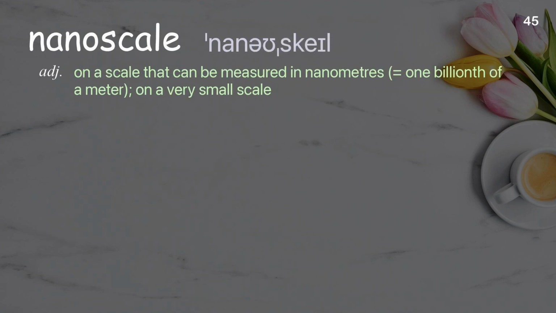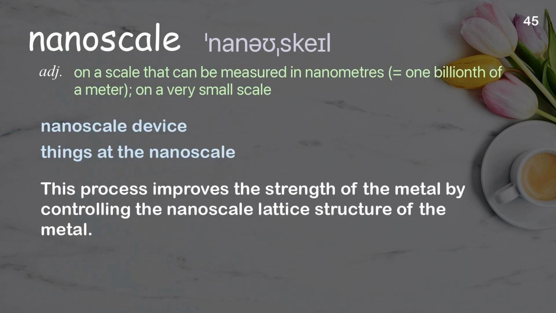Nanoscale. On a scale that can be measured in nanometers, a nanometer being one billionth of a meter; on a very small scale. Examples: Nanoscale device. Things at the nanoscale. This process improves the strength of the metal by controlling the nanoscale lattice structure of the metal.